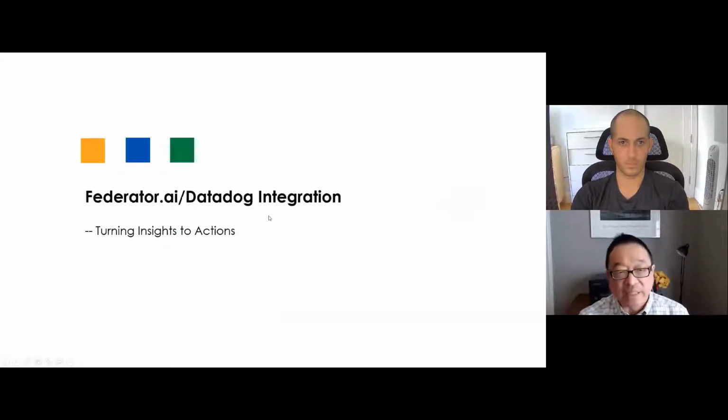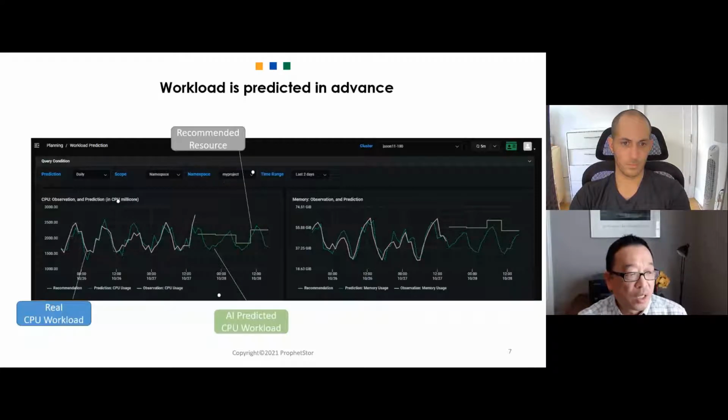Next, I would like to show you more about what Federated.ai brings to the user from the UI's perspective, and then continue on how we do the integration with Datadog. So here we show that for a specific application, we retrieve the CPU real workload metrics from the Datadog service and use the AI to predict the CPU workload pattern. Also the memory as well.